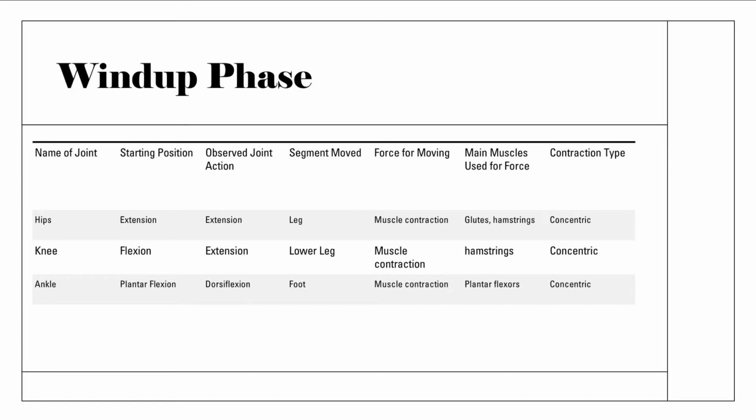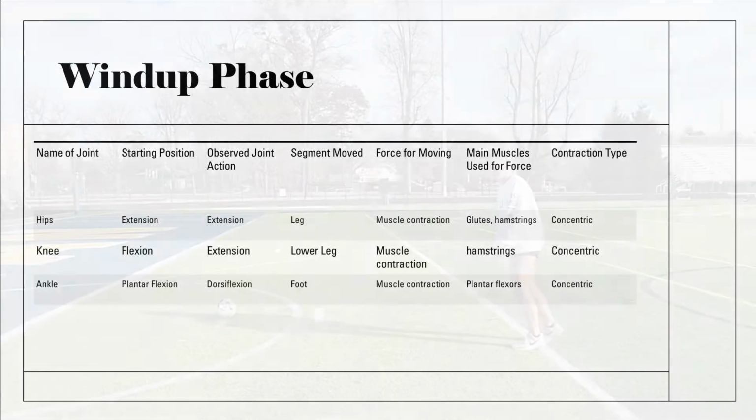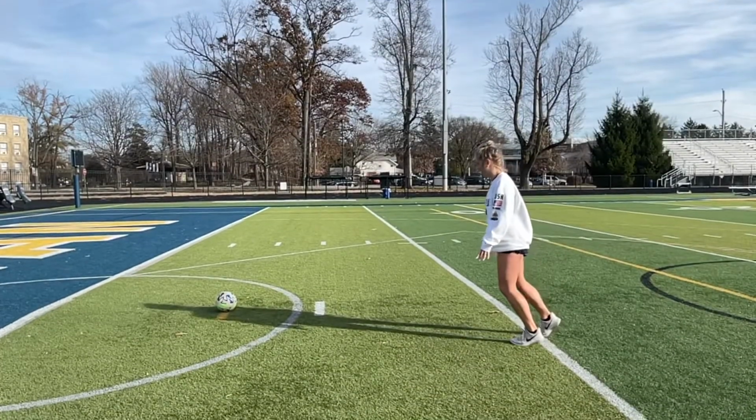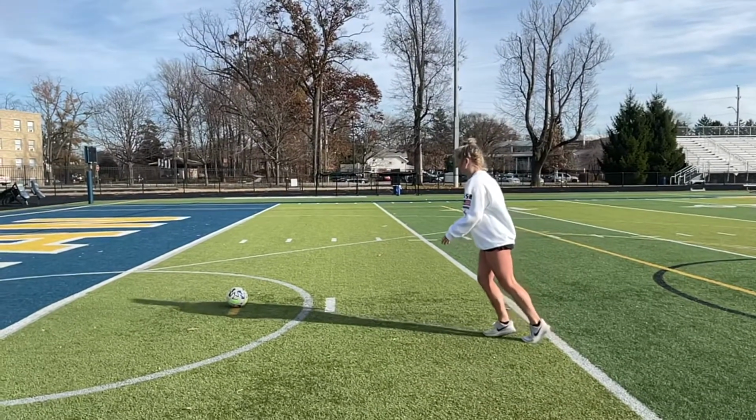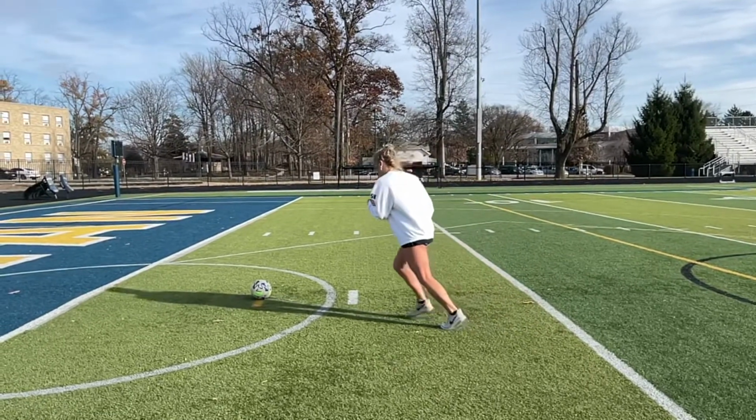The knee starts in flexion and moves to extension while moving the lower leg. The force is muscle contraction that comes from the hamstrings, and this is a concentric contraction. The ankle starts in plantar flexion and moves to dorsiflexion during this phase. The segment that is moved is the foot, and the force for moving is muscle contraction. The main muscles used are plantar flexors, and it is concentric contraction.